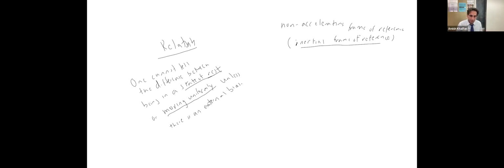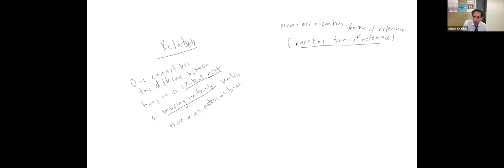But it turns out that you cannot tell the difference between being in a state of rest when the train is not moving, or being in a state of uniform motion when the train is moving uniformly at 50 meters per second or miles per hour, unless you have that external bias. The laws of physics are the same. There are no detectable changes for observers in uniform relative motion, right?